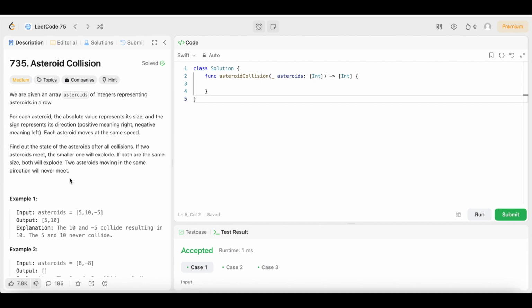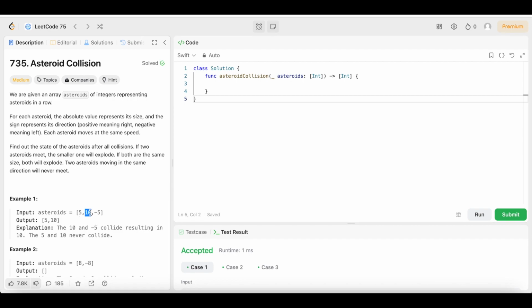Okay, guys, so let's look at these examples so we can see what they're talking about. It says example 1. Input asteroids is an array of integers 5, 10, and -5. The output is 5 and 10. The explanation: the 10 and the -5 collide, resulting in 10. The 5 and the 10 never collide. So let's break that down a little bit.